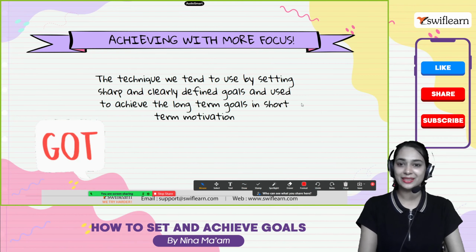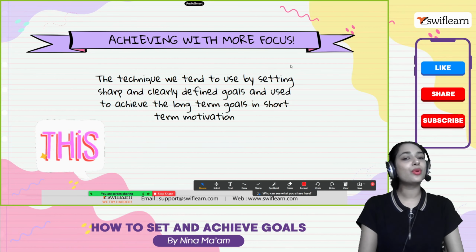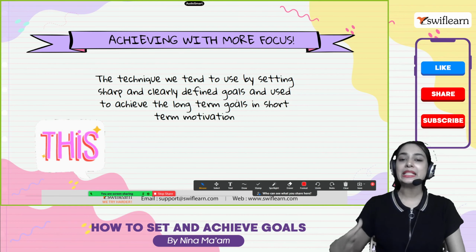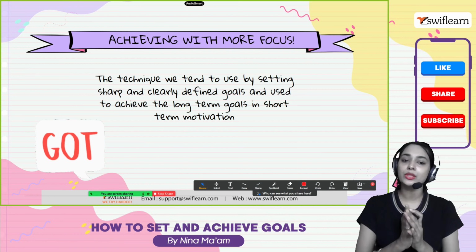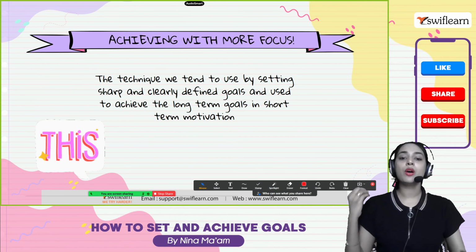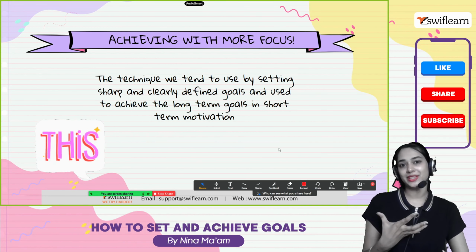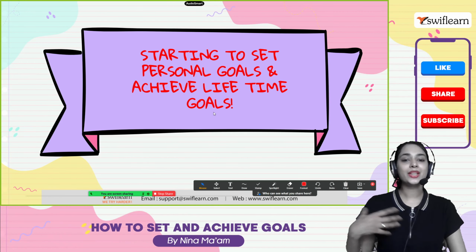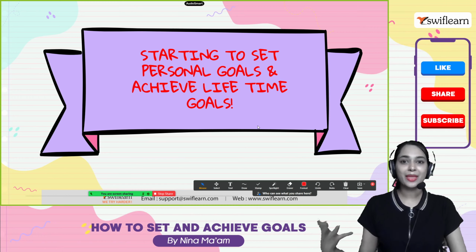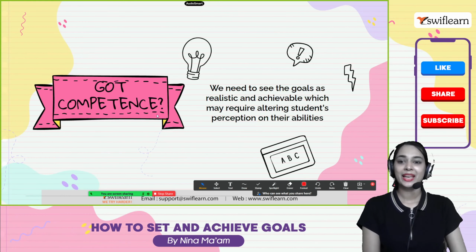And over here, achieving with more and more focus. The technique we tend to use is setting sharp and clearly defined goals, used to achieve long-term goals through short-term motivation. So starting to set personal goals and achieve lifetime goals, that should be your goal. And competence? What do you think?